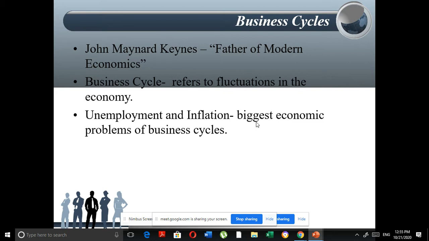Do you understand what the word fluctuations means? Yes, changes, ups and downs. And in the business cycle economy, yes, up and down, up and down.